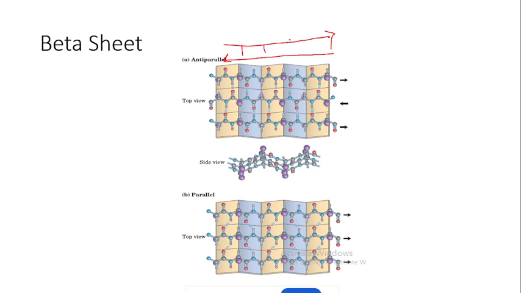Here are the interactions. How? Between C double O and NH. This is called anti-parallel beta sheet.